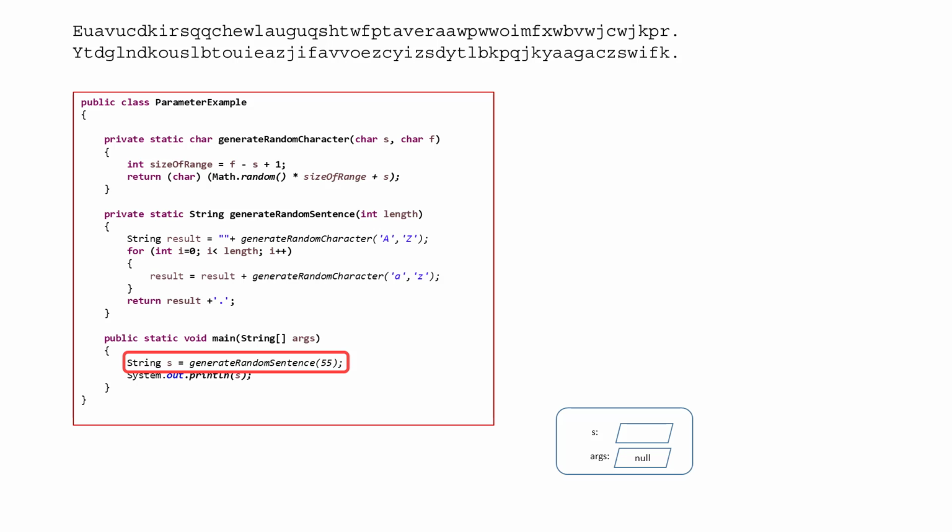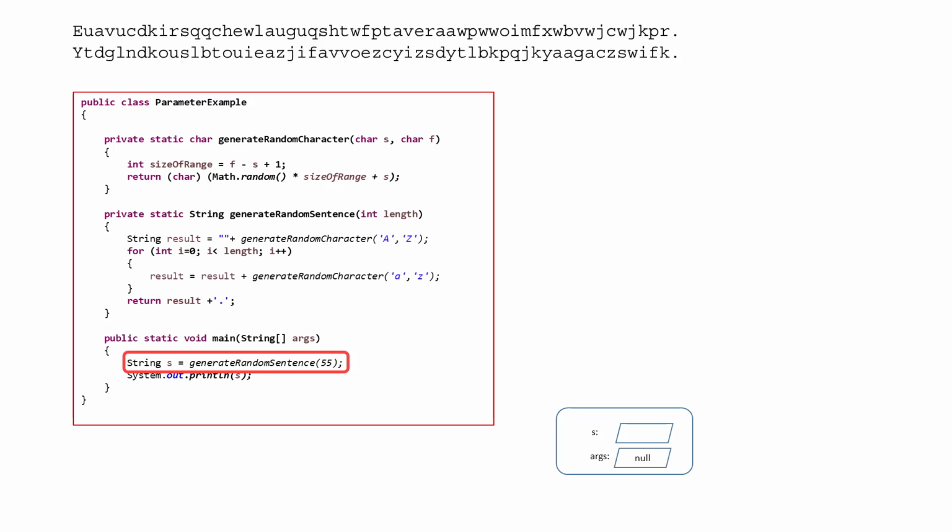So here we are at the beginning of the main method, and it has a parameter that is the string array args that we are not doing anything with this semester, so we're just going to say it's null. And then it has a local variable named s that has been declared, but it hasn't been given a value yet because we're just about to execute this assignment statement. So I've put those things in a box that is the main method's frame.